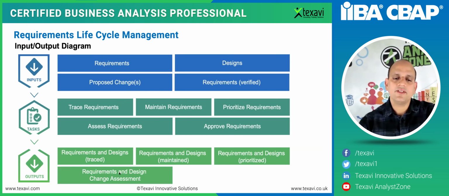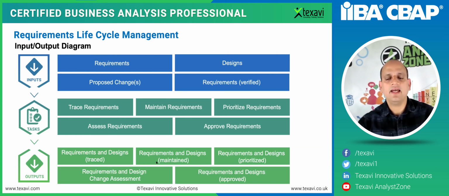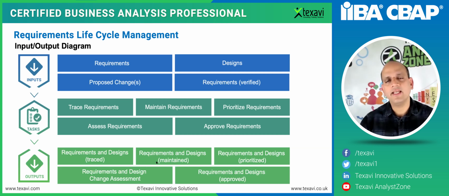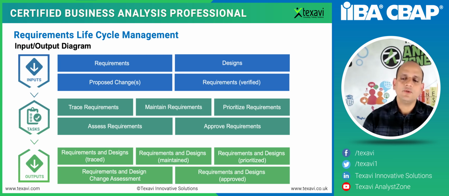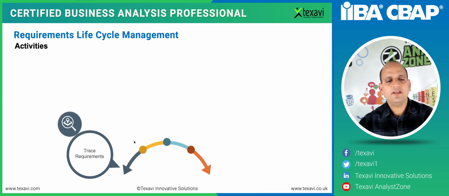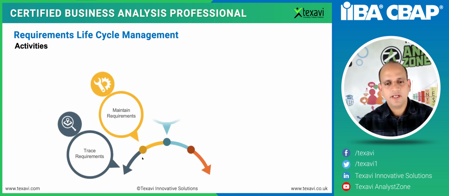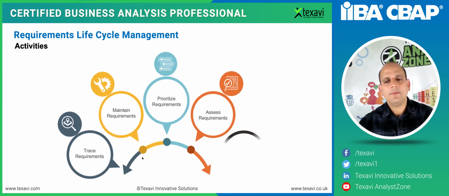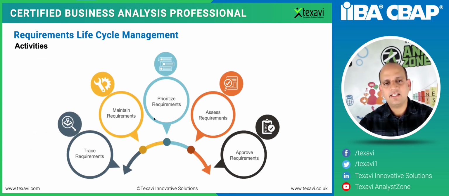And then we have the change assessment, requirements and design. As a process, we look at that. We look at what needs to be done, what has to be proposed, what needs to be improved as a process, as a product. And then we come up with the suggestions to improve the process or to improve the product and what can be done to get to that stage. So that's what we do as part of this knowledge area. And what activities do we have here? We've got the tracing of the requirements, maintaining requirements, prioritization of the requirements, assessment of the requirements, and finally we could approve the requirements. So these are the 5 activities that we do.